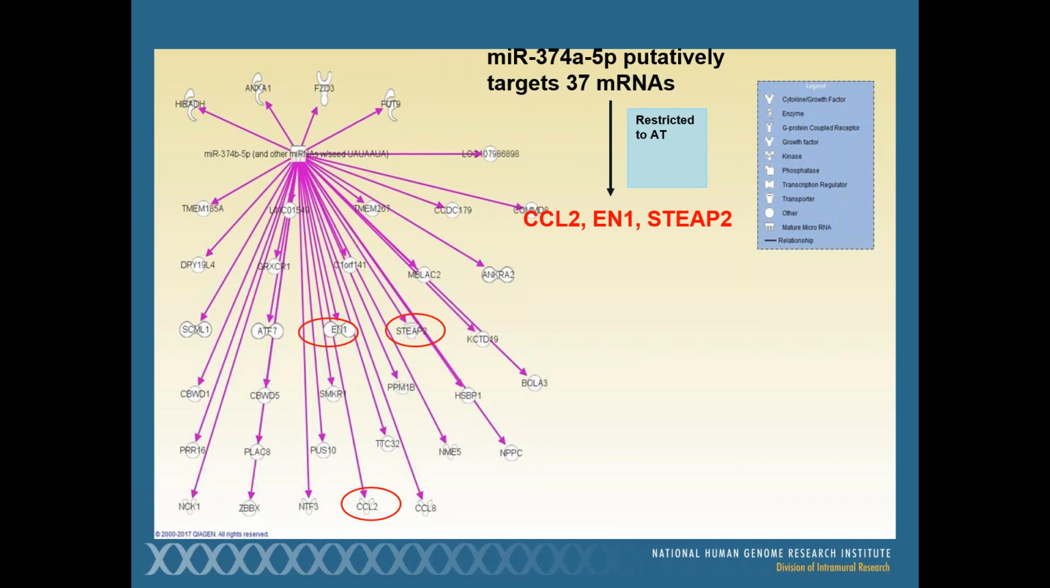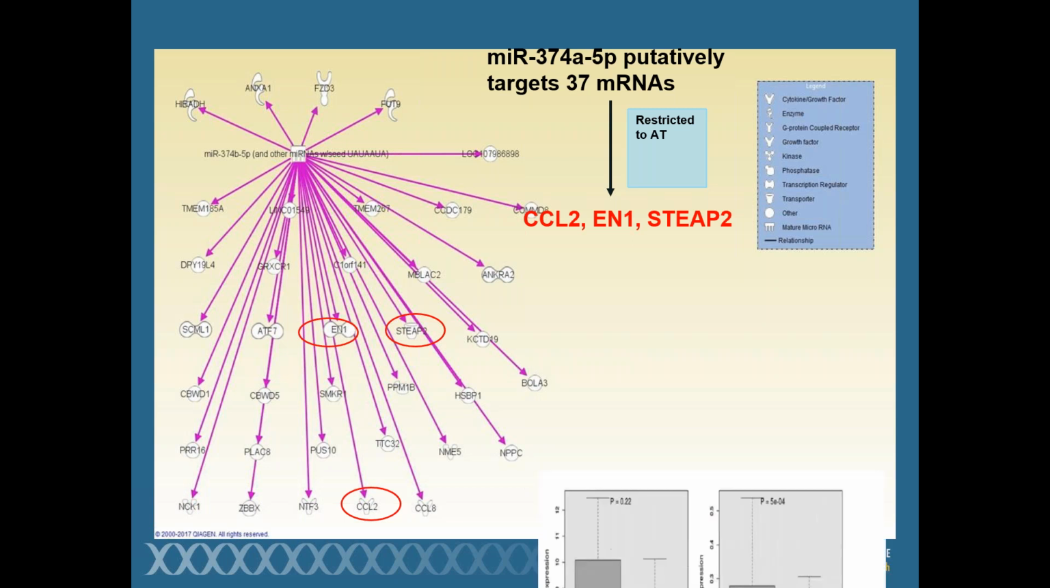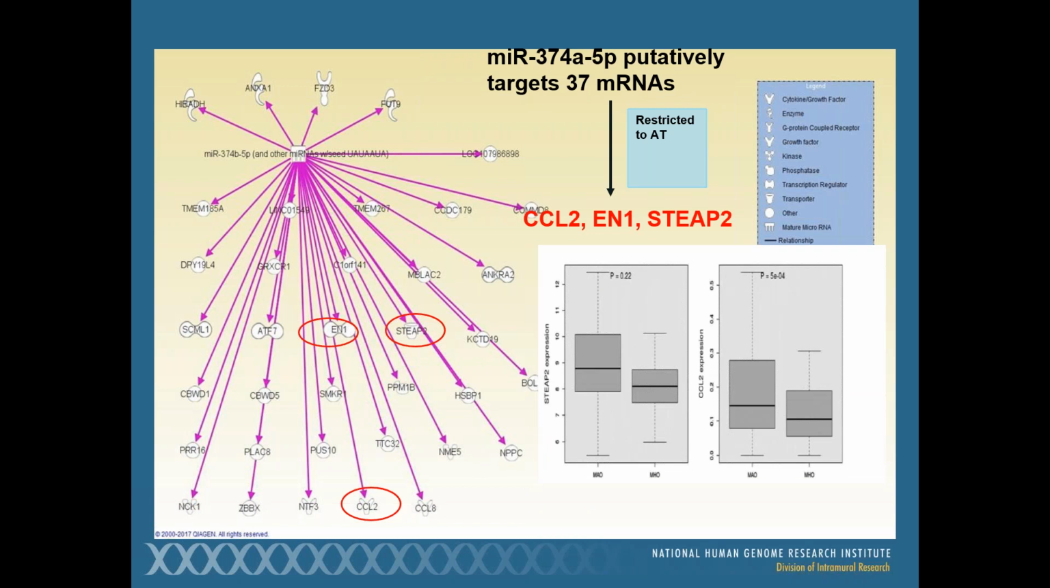Now, what do we do with that? What we did is take those 3 messenger RNAs that are targeted by this microRNA and validate them in a completely independent cohort of African Americans. EN1 didn't pass quality control, so we ended up analyzing only CCL2, which again is a pro-inflammatory molecule. And here, CCL2 is the only one that remains highly significant in the population we used for validation.